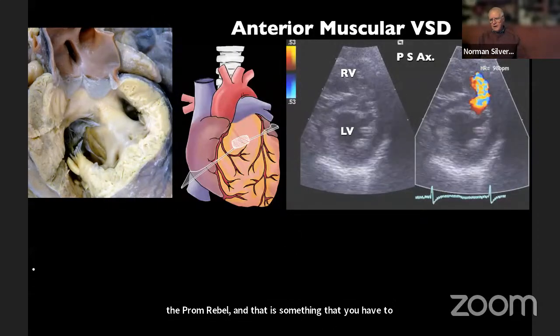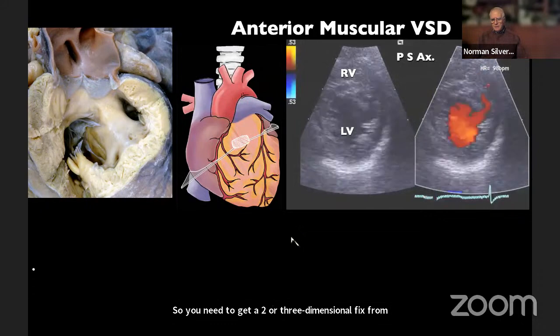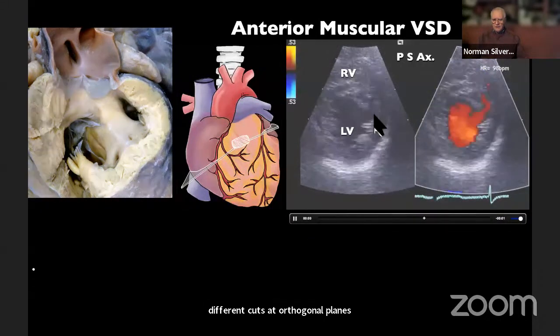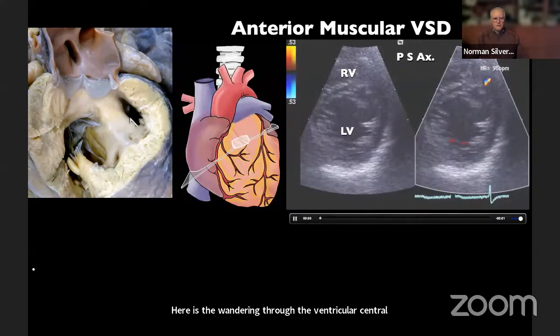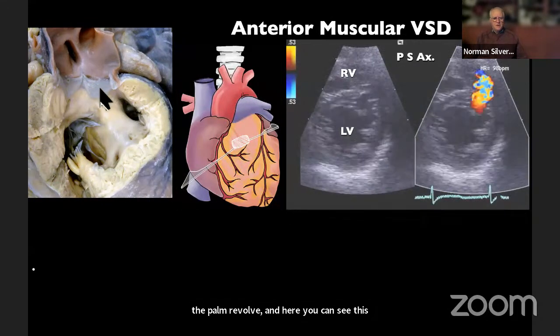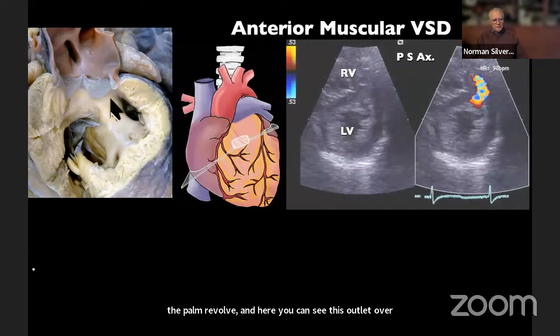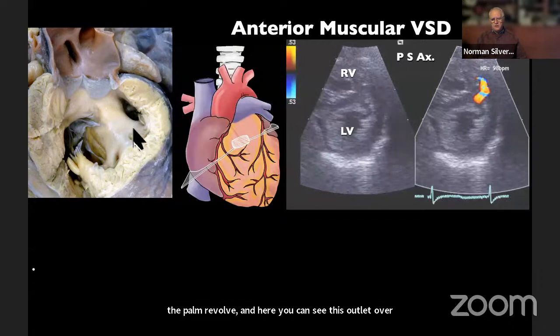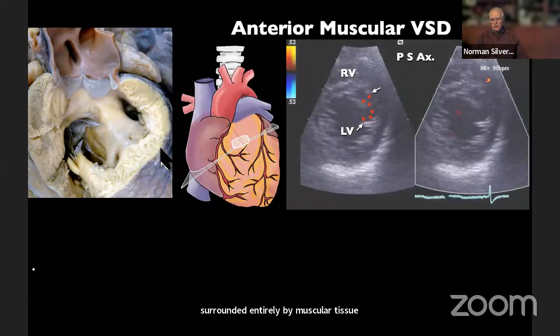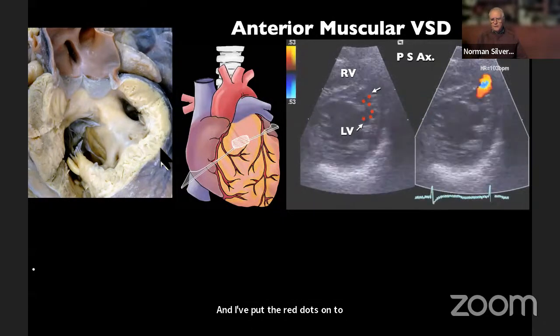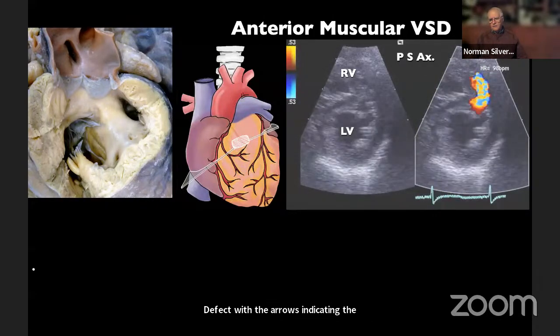So you need to get a 2 or 3-dimensional fix from different cuts at orthogonal planes to be able to see this. And here is the ventricular inlet. Here is the wire passing through the ventricular septal defect. And here is the outlet immediately underneath the pulmonary valve. And here you can see this outlet over here immediately underneath the pulmonary valve, but surrounded entirely by muscular tissue. And I've put the red dots on to show the passage of the blood through the ventricular septal defect, with the arrows indicating the inlet and the outlet of the ventricular musculature.